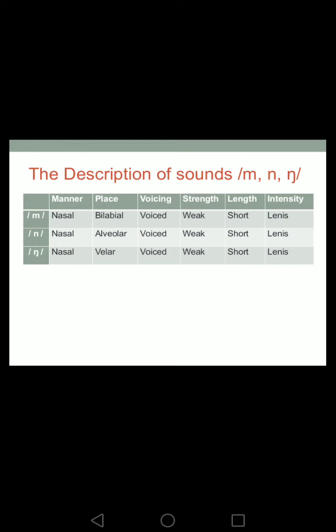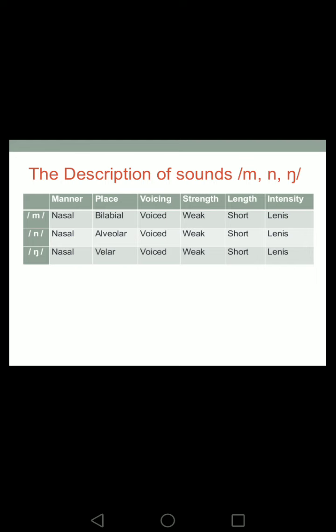Therefore it is alveolar. And the ng sound is velar. Why? Because the back of the tongue touches the velum. Therefore it is considered velar. Of course the ng sound is considered velar. What else do we have that is velar? We have k and g, these are also velar.